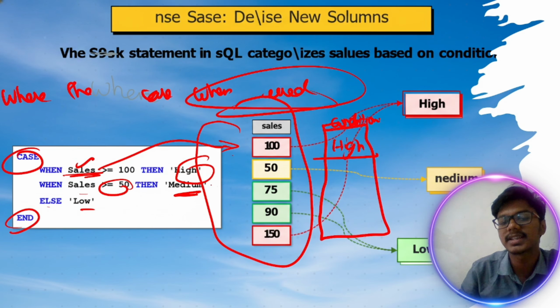So it will check whether the condition, second value, is greater than or equal to 50. Yes, the second value is greater than or equal to 50. Then I want to print the new column as medium. Likewise, it can be executed, right? We can create a new column based on the condition.